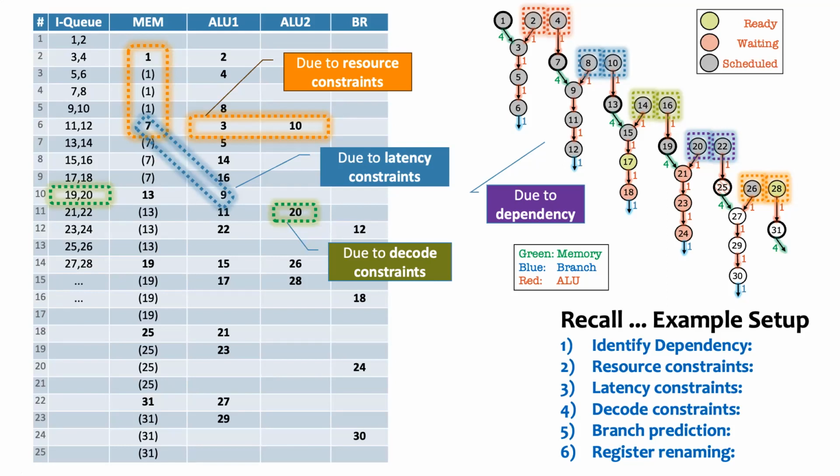Branch prediction. That's the next part. This is a little bit subtle. Where did we take advantage of the perfect branch predictor and also the perfect BTB, branch target buffer? Or in other words, what would happen if we do not have branch prediction?